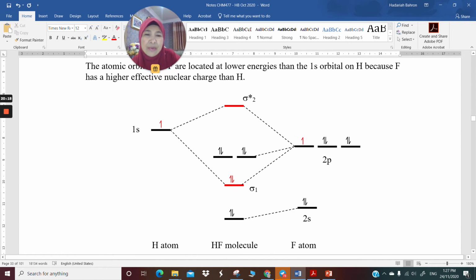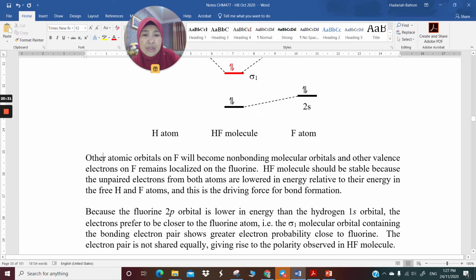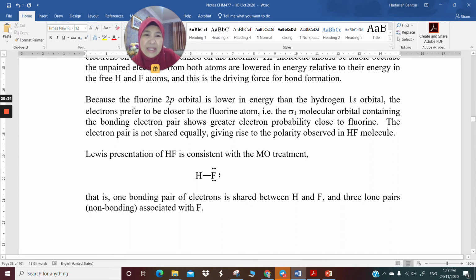Because fluorine is lower in energy, if the electron density is being mapped, you will see that it is located closer to the fluorine, not closer to the hydrogen. The sigma 1 molecular orbital containing the bonding pair shows greater electron probability close to fluorine, and the electron pair is not equally shared. The bonding electron pair is not shared equally, giving rise to the polarity observed in HF.